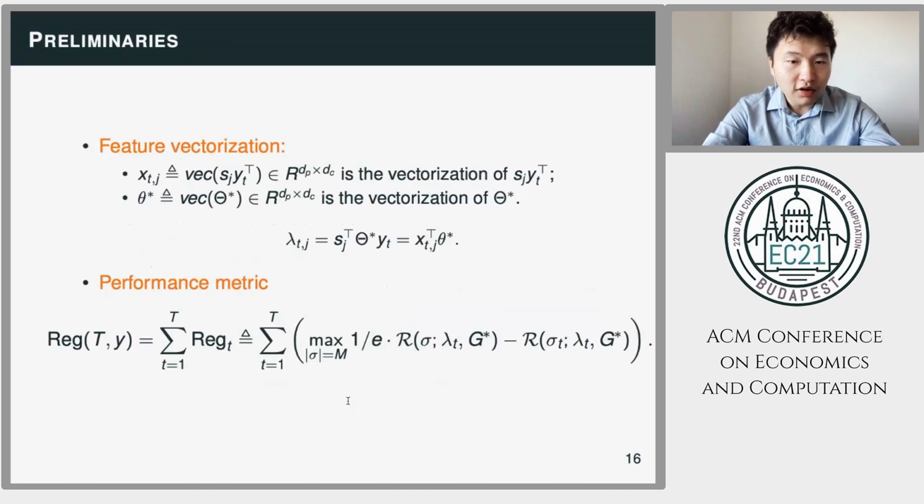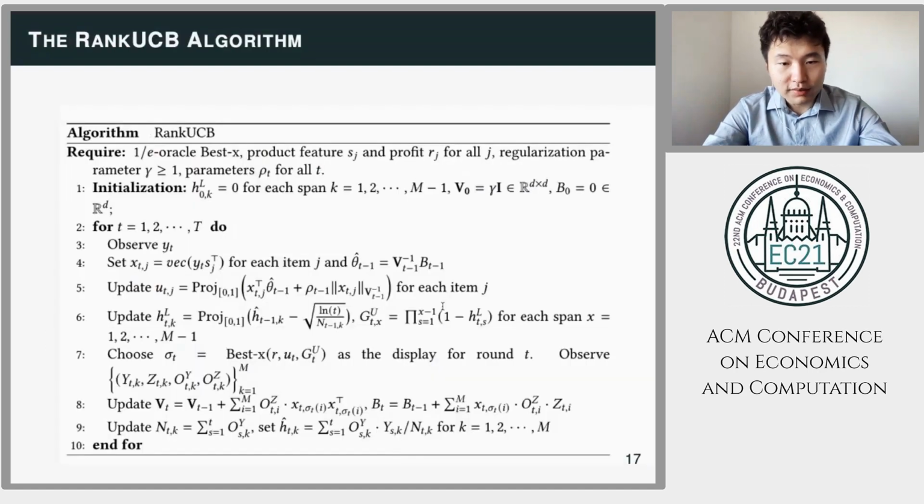Here, since our offline algorithm is only able to find 1/e approximation solutions, when defining the regret, we compare the performance of our offline algorithm against 1 over e of the true optimal. Then, borrowing the idea of UCB algorithms, we develop an online learning algorithm, rank UCB, that constructs optimistic estimators of consumers' choice probabilities and attention spans in each round, and makes recommendations for consumers.